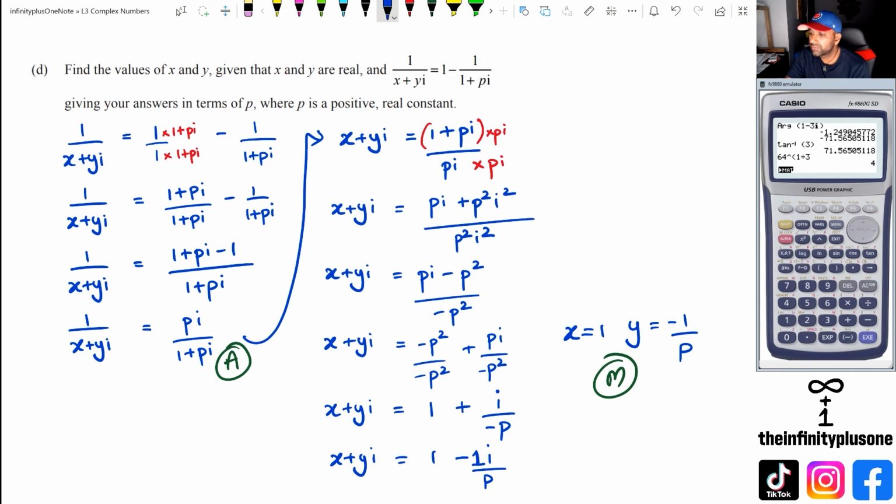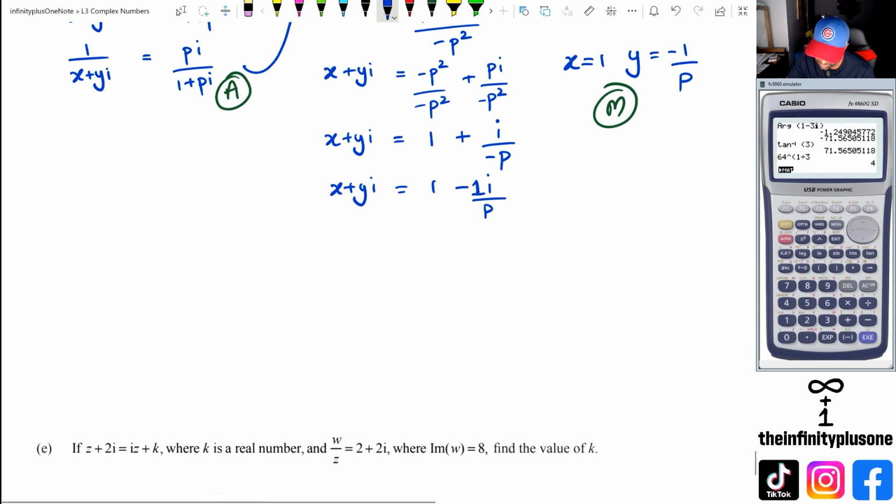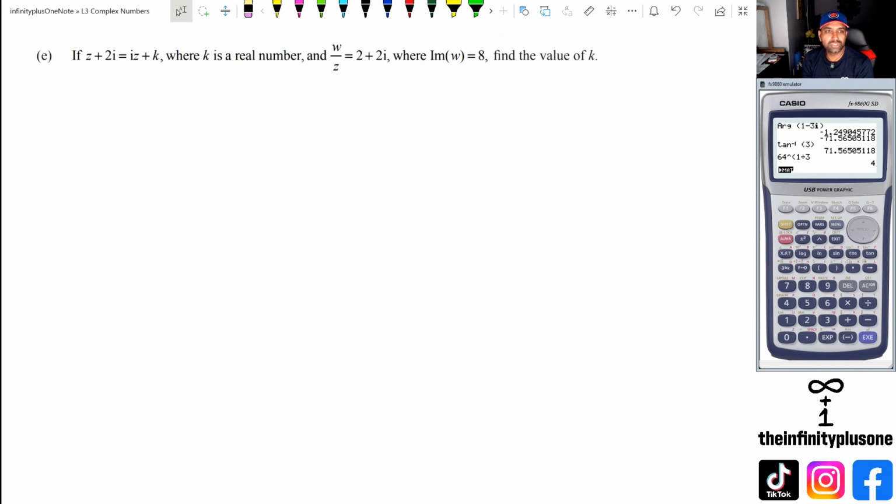All right, so let's go to the final question of this particular paper. Now this particular question, it looks like you've got to do the first part, then insert the Z into the W part and then try and work out what the K is. The way I call it, it's a bit of an inception kind of question. But anyway, let's get started with this.